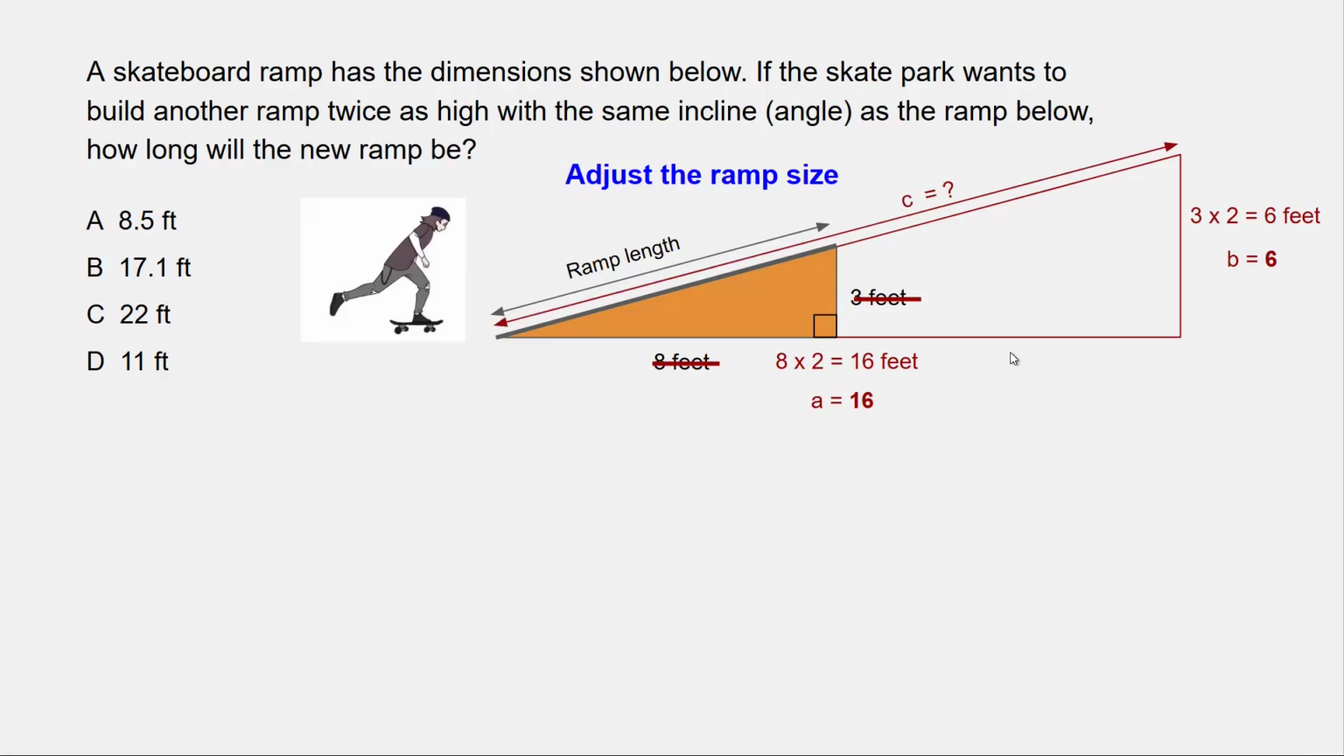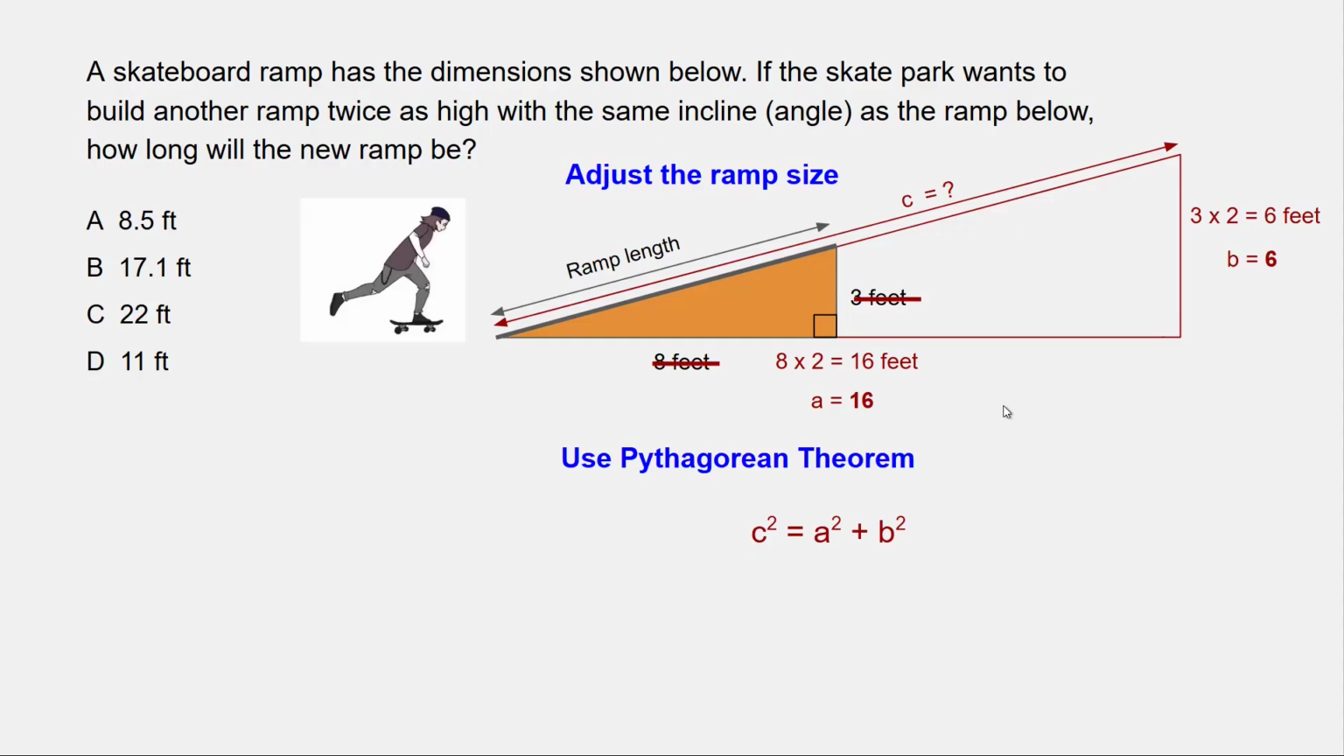Now this distance, the length of our new ramp, we don't know. So we will call that C. This is consistent with our use of the Pythagorean theorem. Let's get into that right now because we know these two lengths. All we need to do is to use that theorem to find the missing length.